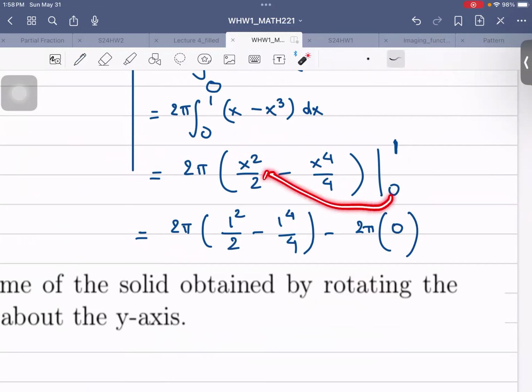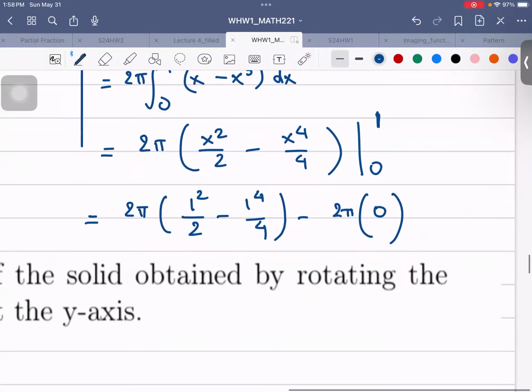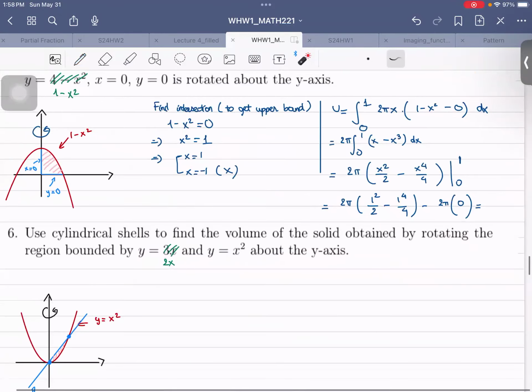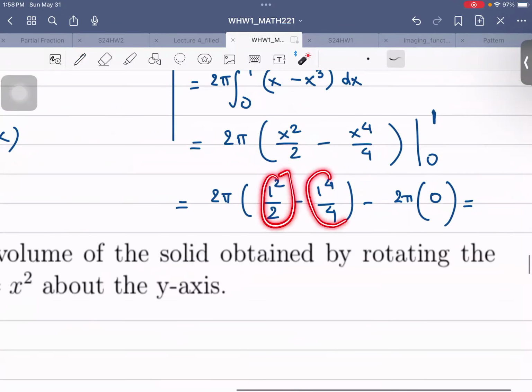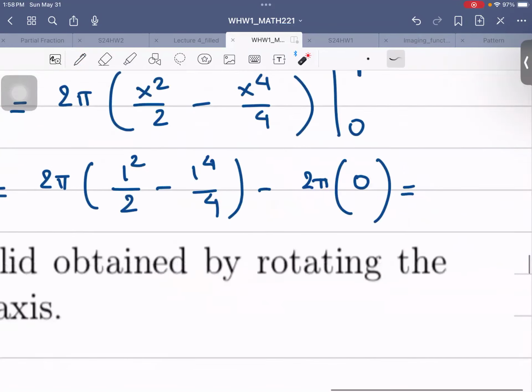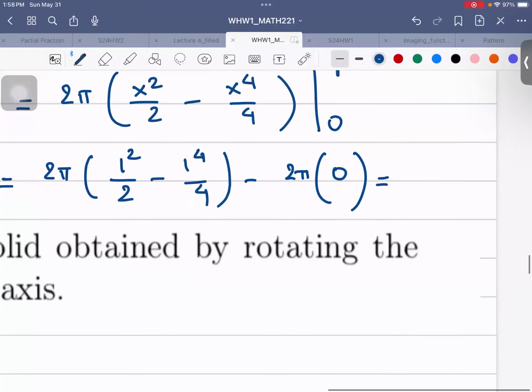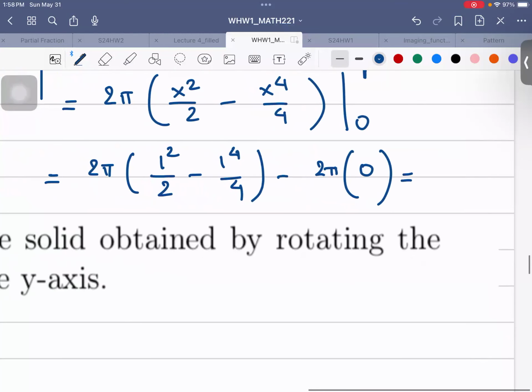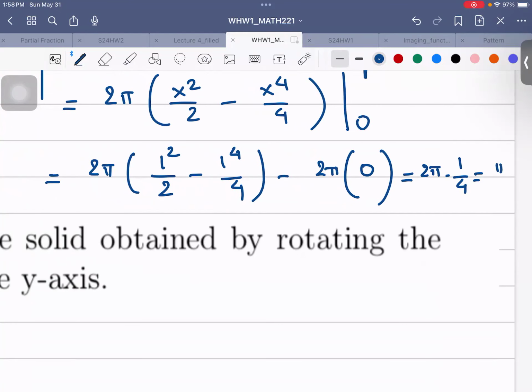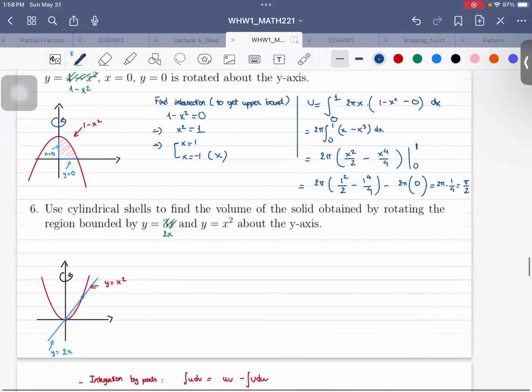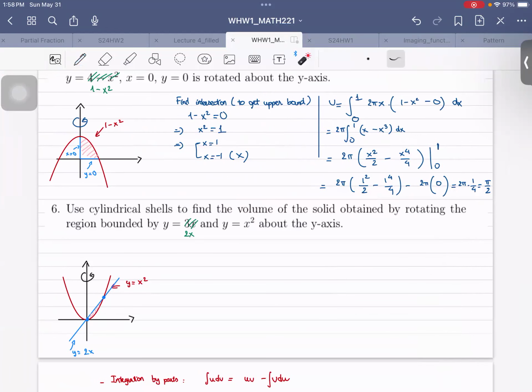Because you plug in 0 to here, and you plug in 0 into here, you have 0 minus 0, you just actually have 0. So therefore, you have 1/2 minus 1/4 gives you 1/4, okay? So you have 2 pi times 1/4, which is pi over 2. So this is the volume of the object when you're spinning these regions around the y-axis, okay?